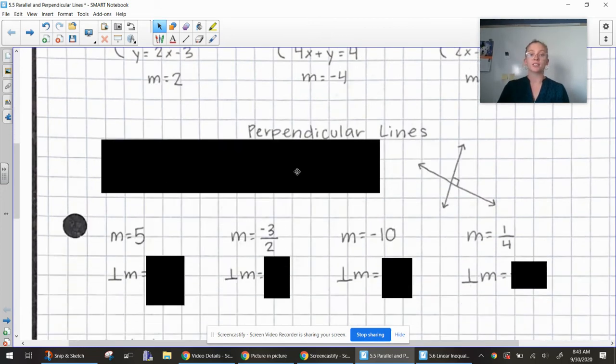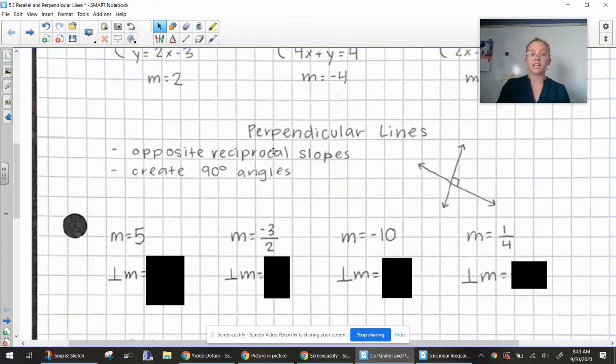Now let's look at perpendicular lines. Perpendicular lines create 90-degree angles, as you see in this example, and they have what are called opposite reciprocal slopes.